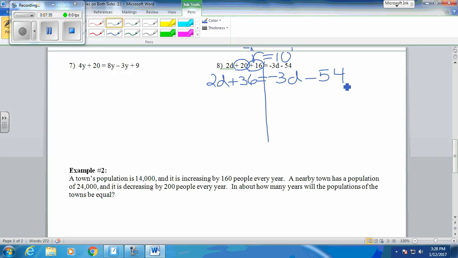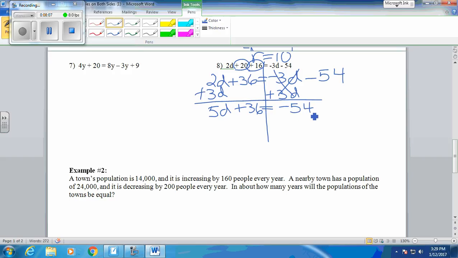Again, what would Mrs. Beam do? I would start with looking at my variables and coefficients. I am going to move the smaller variable, and this time the smaller variable is the negative 3. So I'm going to add 3d to both sides. Oops, put a plus sign there. Add 3d. So I have 2d plus 3d to give me 5d plus 36. The negative 3d cancels out over here, and then I've got the negative 54.